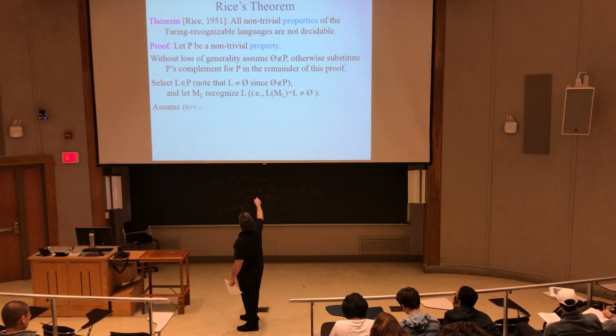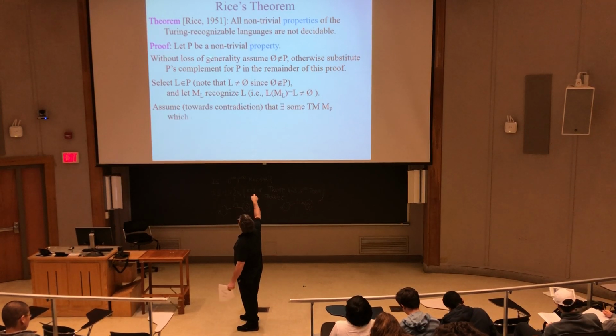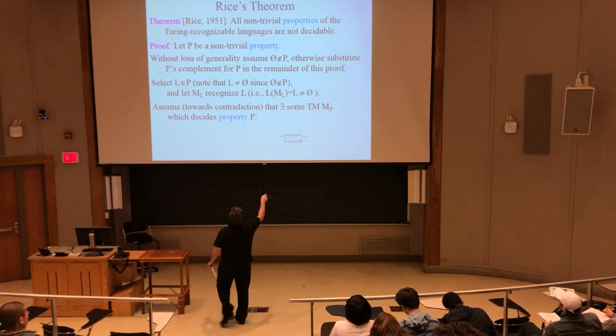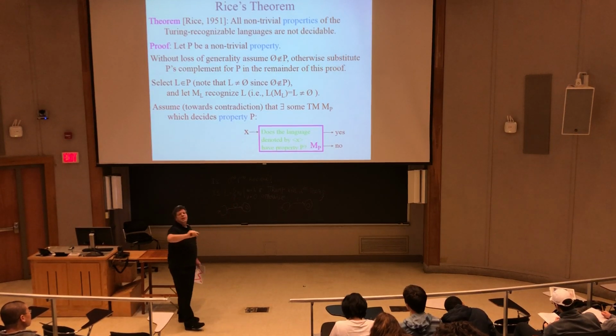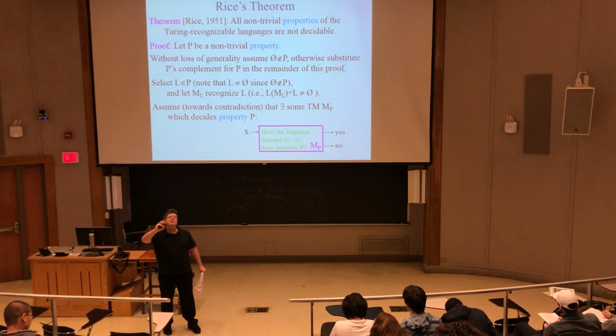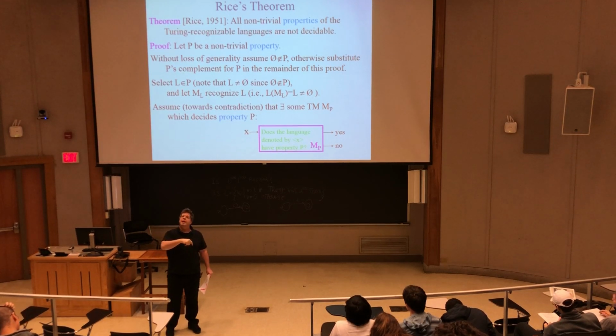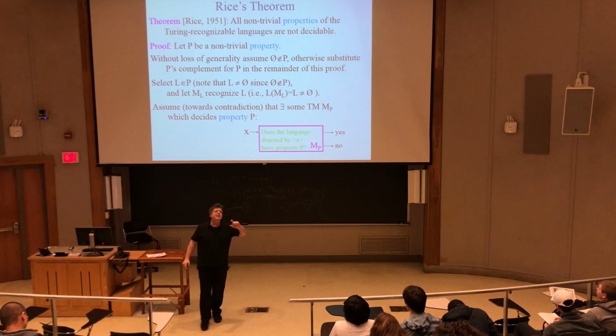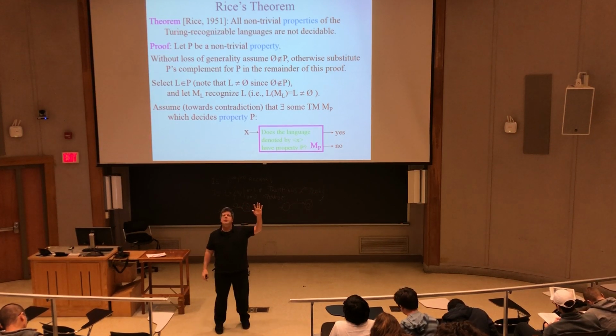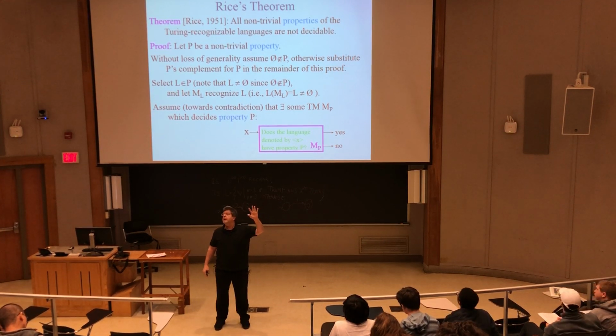So let P be some non-trivial property, we'll just call it P, and assume that the empty language is not one of those languages in P. Otherwise, substitute P bar, the complement of P, for the rest of the proof. Because remember, a language is decidable if and only if its complement is decidable. How many get that?